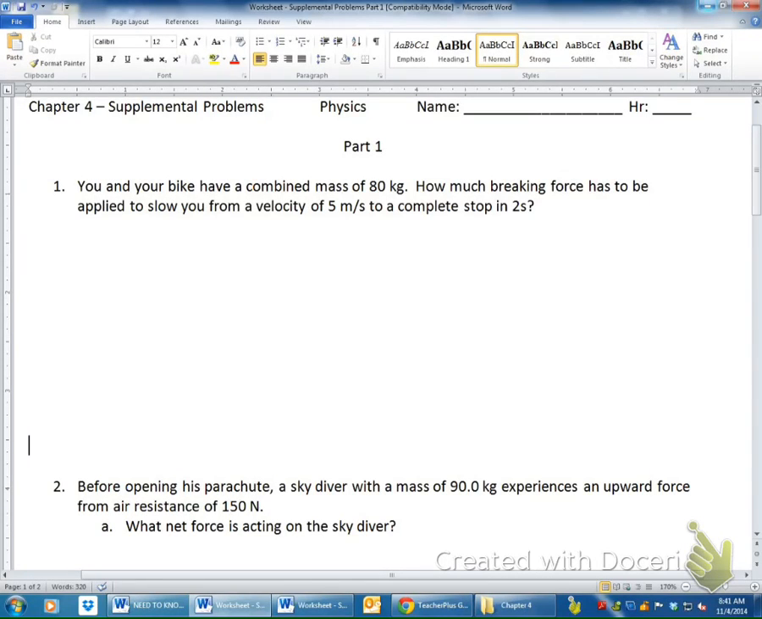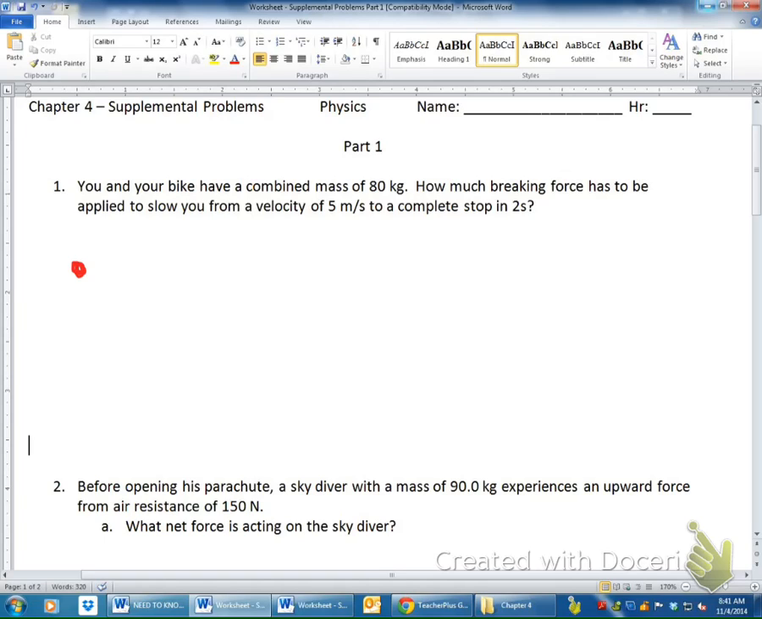Let's think about what this first problem is asking, okay? We have a mass, we have an initial velocity, and we have a final velocity, and we have a time. Okay, so let's draw our free body diagram here, just kind of looking at what's going on here. Okay, so the system, here's our dot.